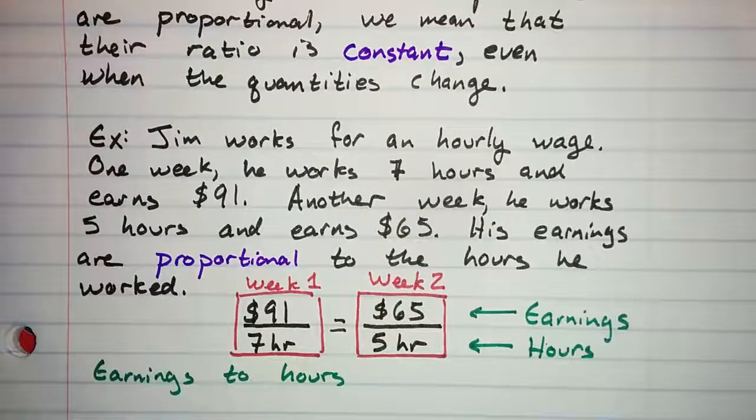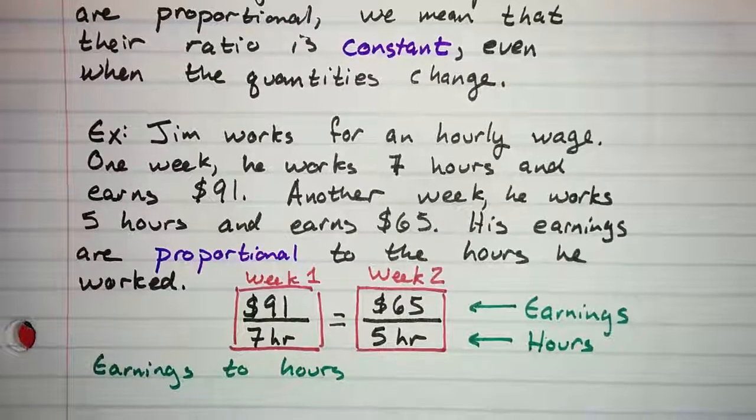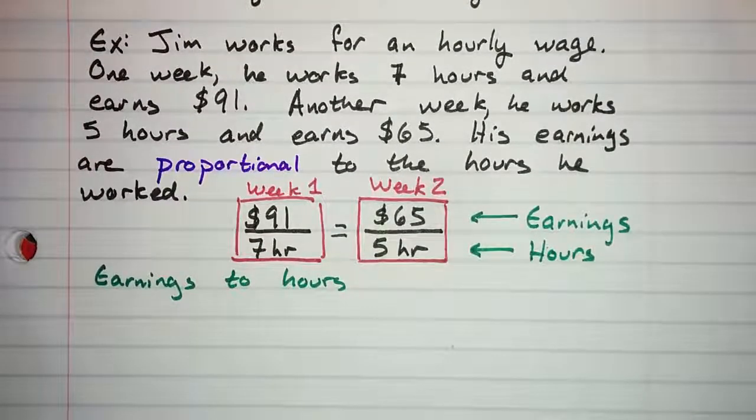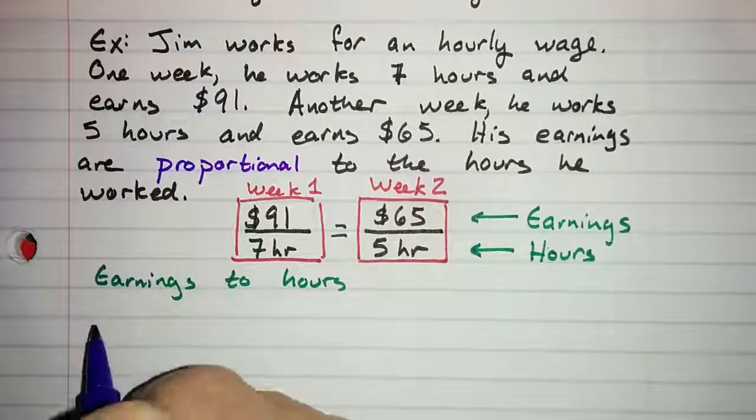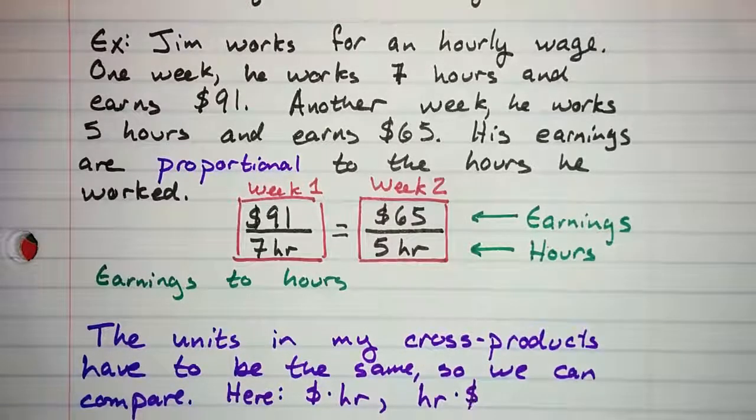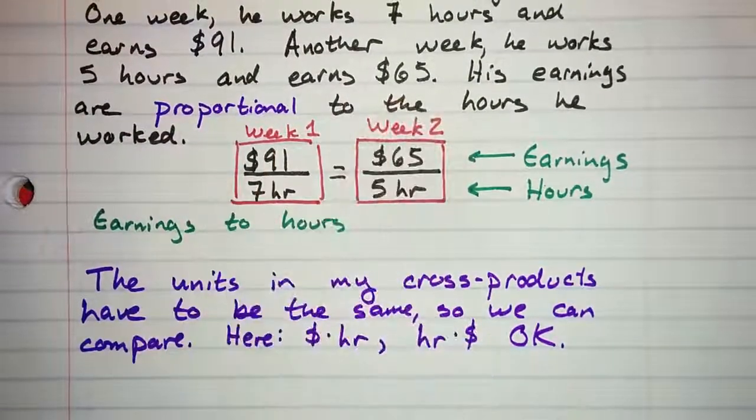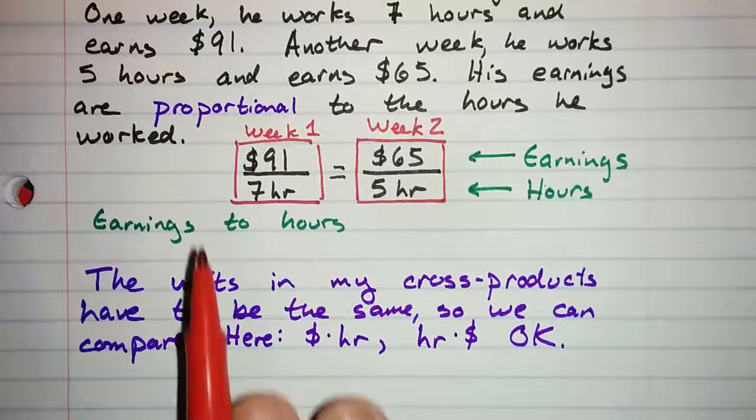The last thing I want to call your attention to here, before we check that this proportion is actually true, is the units. The units in my cross products have to be the same so that we can compare them. What do we have here? We have dollars times hours, and we have hours times dollars. So we're good.